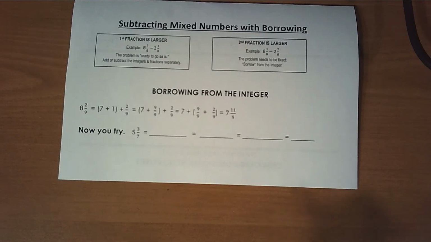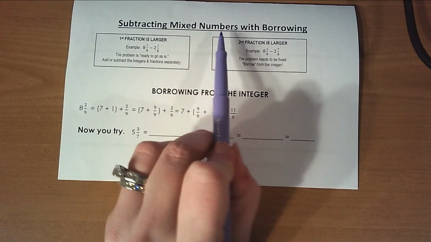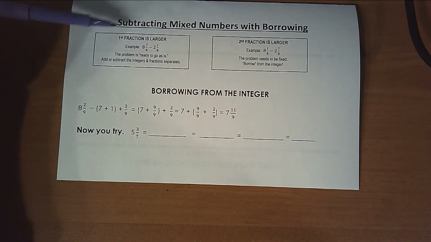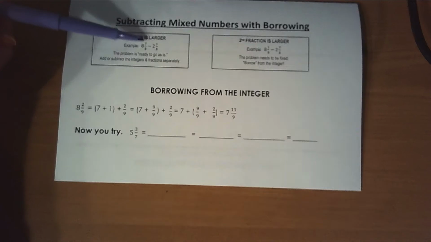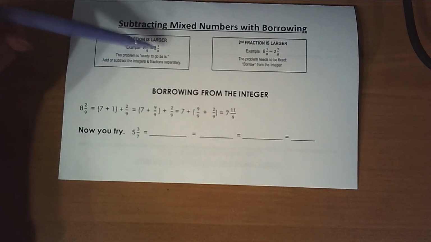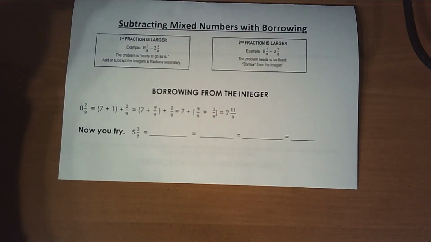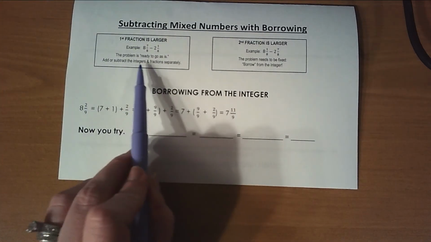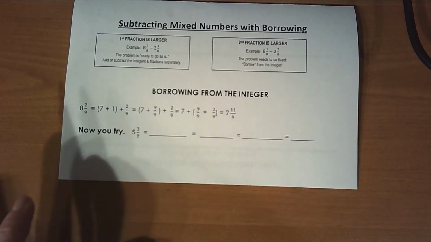Alright, next we're going to be working on subtracting mixed numbers with borrowing. We've got a couple examples here talking about when the first fraction is larger, when we have 8 and 7/8 minus 2 and 1/8. The problem is ready to go as it is because 7/8 is bigger than 1/8, so we can subtract the integers and fractions separately and just go.